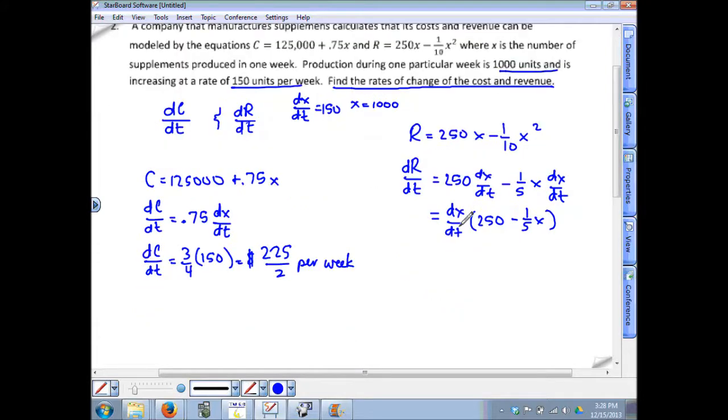Now if you factor out a dx/dt, then that becomes 250 minus 1/5 x. Now substituting the known values, dx/dt is 150 and x is 1,000. This becomes 150 times 250 minus 1/5 of 1,000, which is 200. This is 150 times 50, which is $7,500 per week. So the change in cost is roughly $112.50 per week. The change in revenue is $7,500 per week.